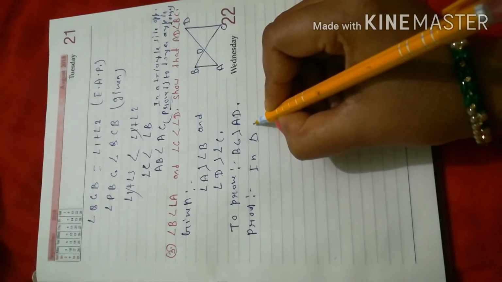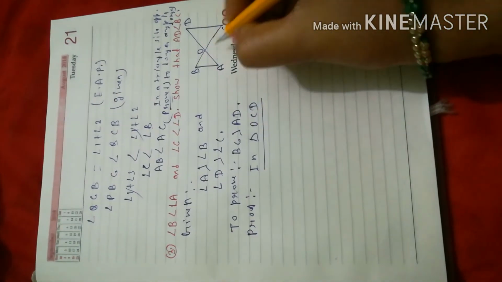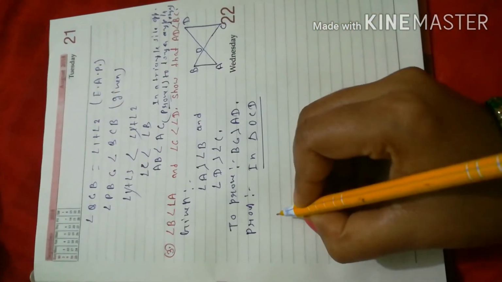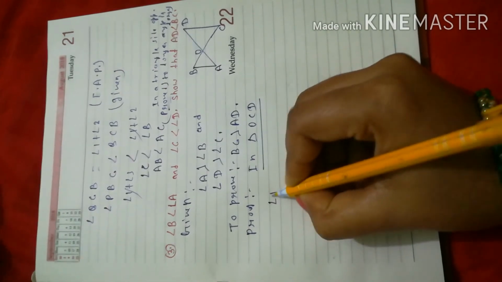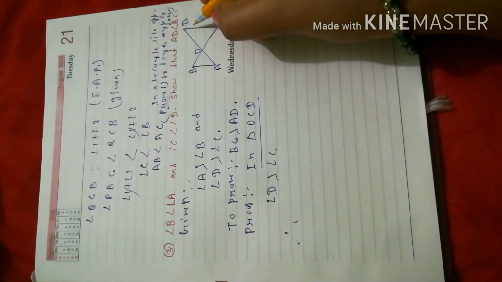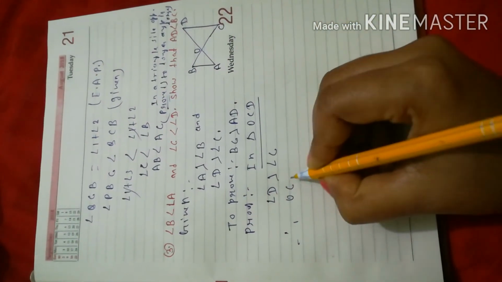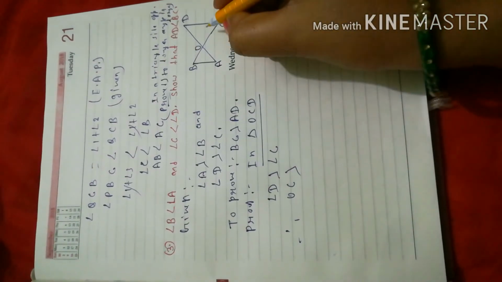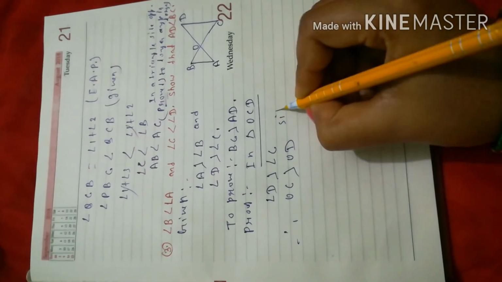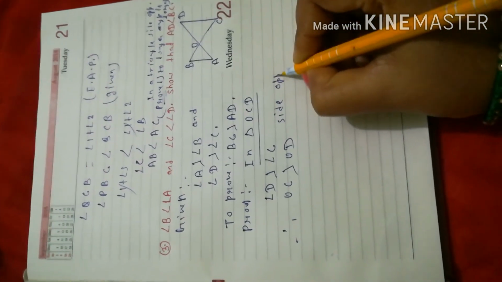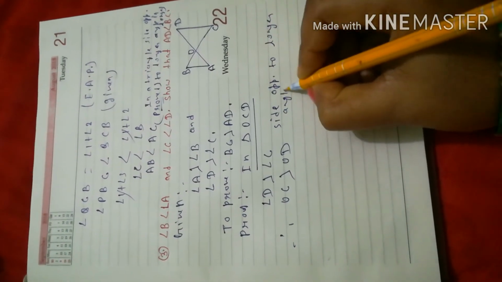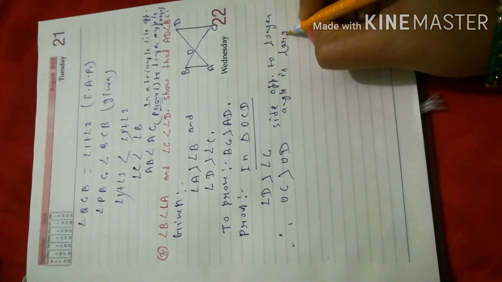In triangle OCD, we can take angle D is greater than angle C. Therefore, the opposite side of angle D is OC. So we can write OC will be greater than OD. Side opposite to the longer angle is larger.